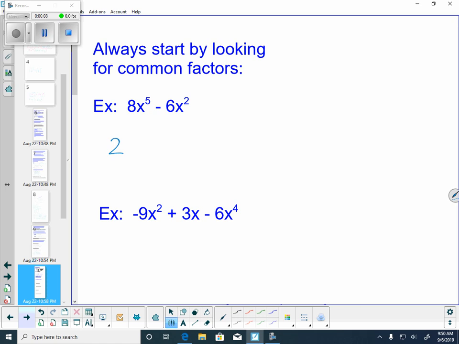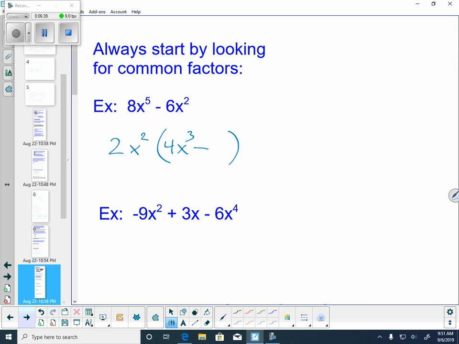x squared. So we could factor out a 2x squared, and then 2x squared times what is going to get me back to 8x to the 5th? Cole? 4x to the third. 4x cubed is 2x squared times 4x cubed. 2 times 4 is 8. x squared times x to the 3rd is x to the 5th. And then I'm going to need this minus from right up here, right? That minus there.